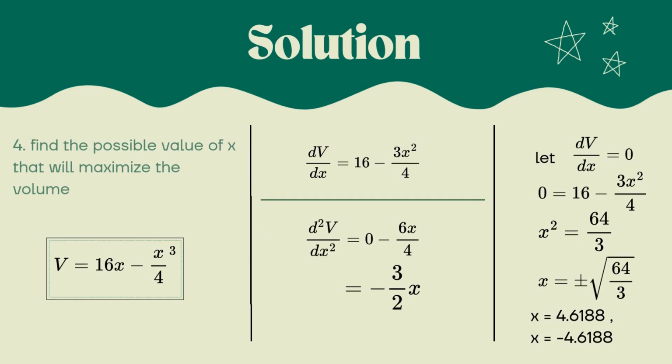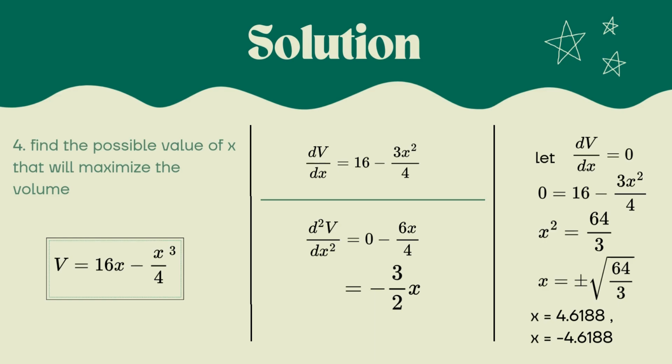Next, we need to find the possible value of x that will maximize the volume. To solve this, we first need to compute the first and second derivatives of the equation of the volume. For the first derivative, dV over dx is equal to 16 minus 3x squared over 4. And for the second derivative, d squared V over dx squared is equal to 0 minus 6x over 4. After we simplify it, we get d squared V over dx squared equals negative 3x over 2.